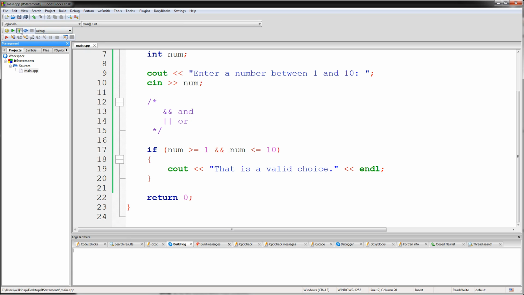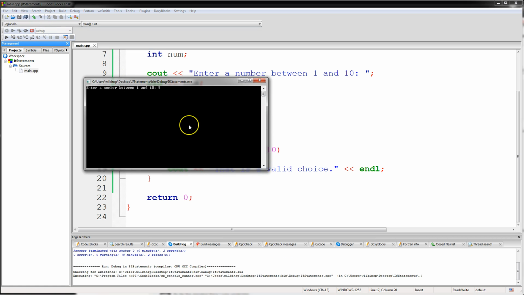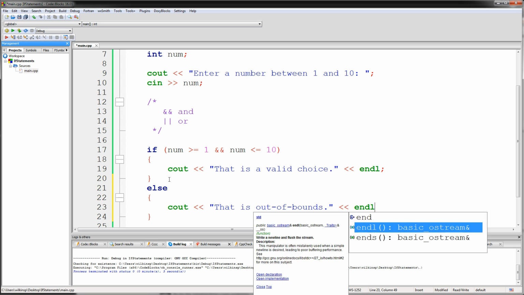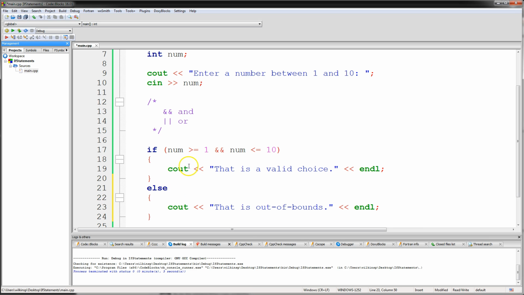And if I go ahead and run this, now I could put in, say, a 5, and that will work. To say that something's not valid, I can just use an else off of that. You know, that is out of bounds. So if it's not between 1 and 10, then it's not within my valid range.